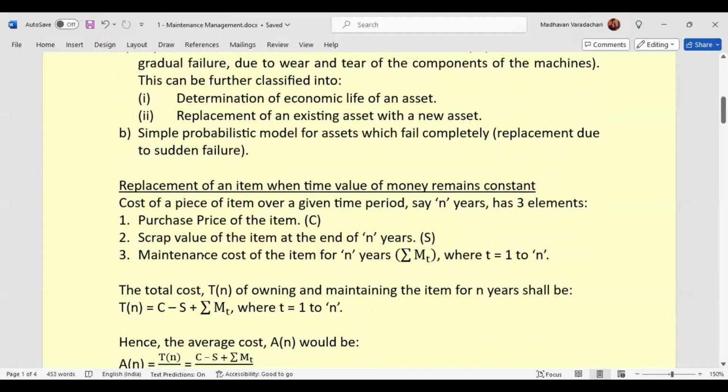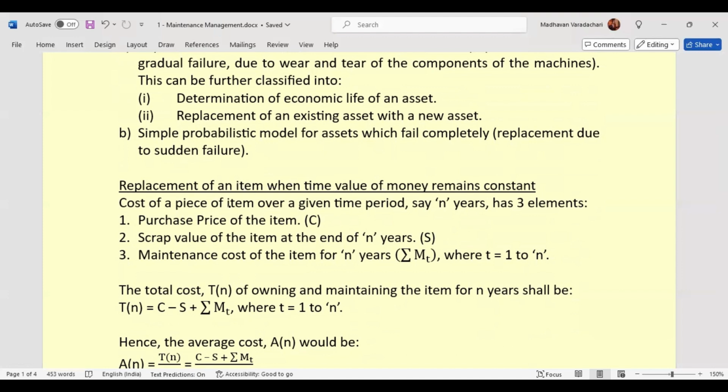So let us understand what we mean by replacement of an item when time value of money remains constant. It means whatever is today's worth of 100 rupees, even after 5 years we assume it will be worth 100 rupees only. We are not considering any time value for it. That is an assumption here.